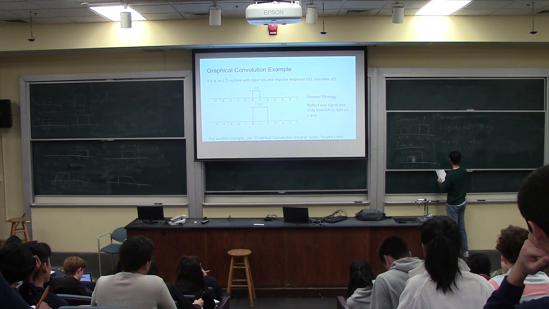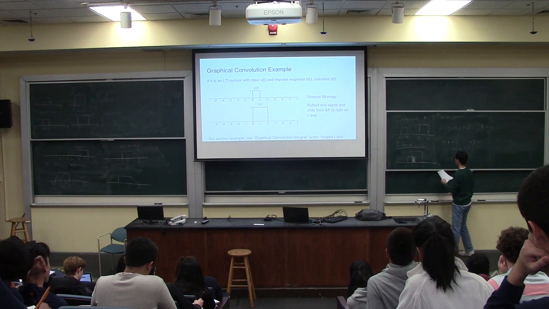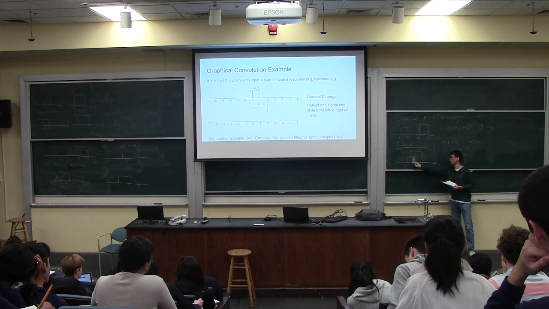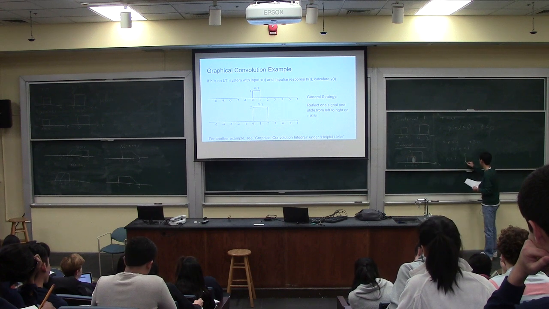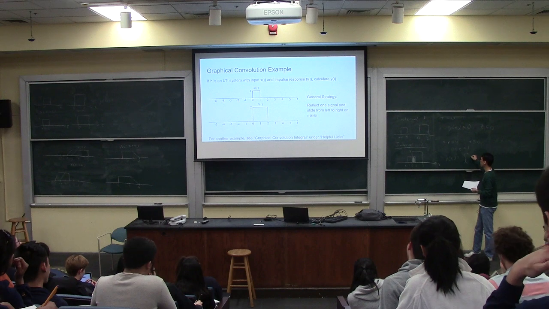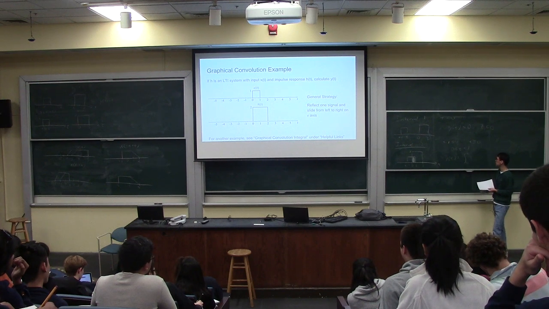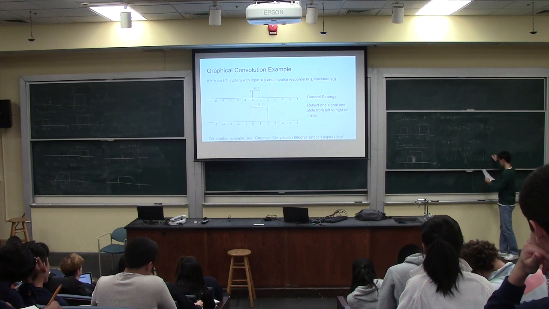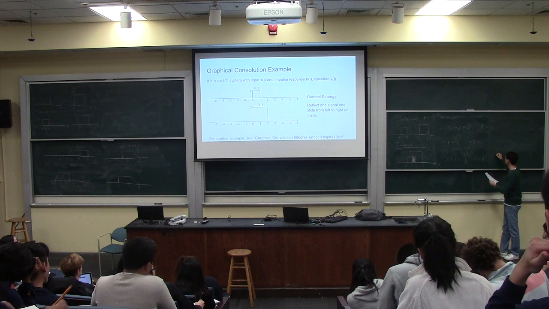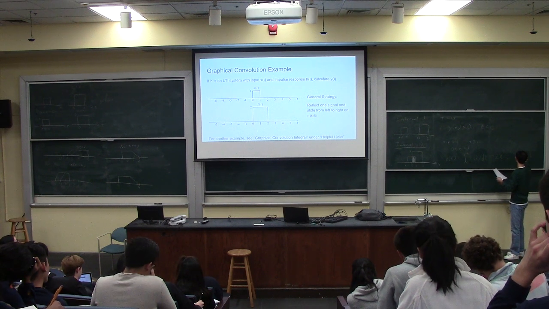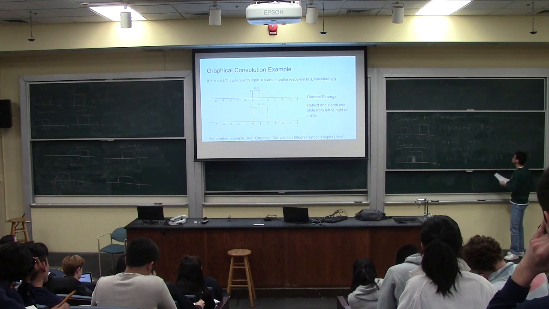And our y of t is an integral where we integrate over the region of overlap, or the domain of where they overlap, which is 0 and t, and their amplitudes. So x of t minus tau is 1, and h of tau is 2, and we take it over d tau. And this is equal to just 2t when 0 is less than t, less than 1.